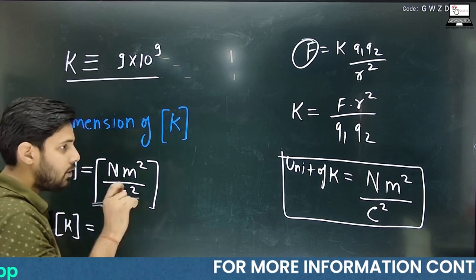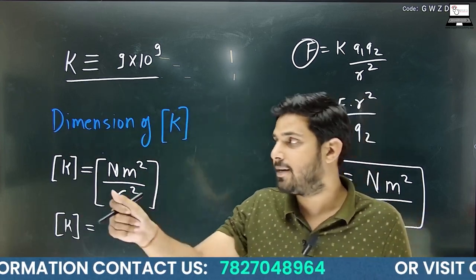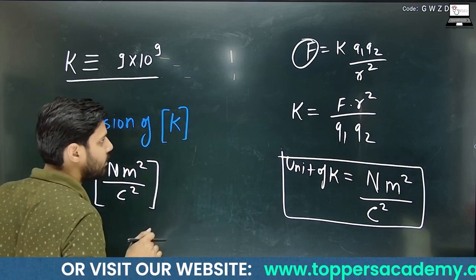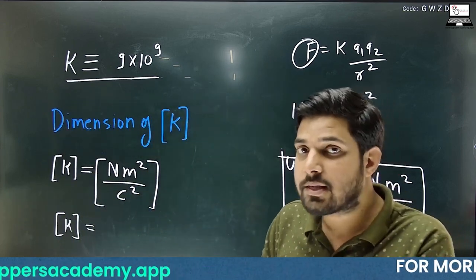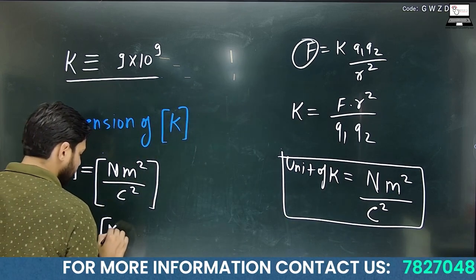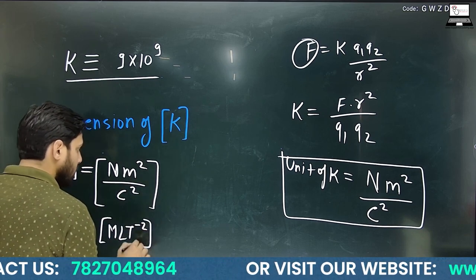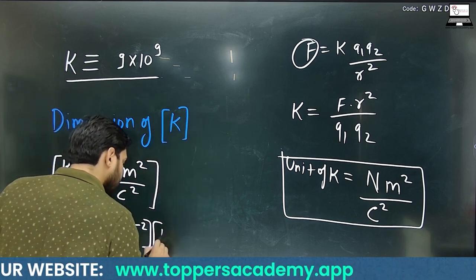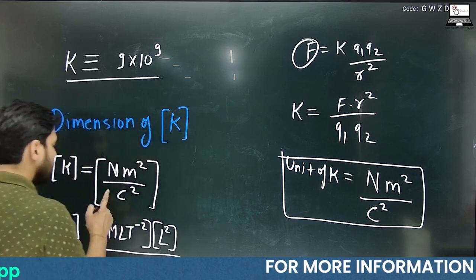Dimension of Newton. Newton dimension means the dimension of force, which you can remember as MLT minus 2, mass into acceleration. So let's write it here. MLT minus 2. What is the dimension of meter square? Meter square means length square, L square.